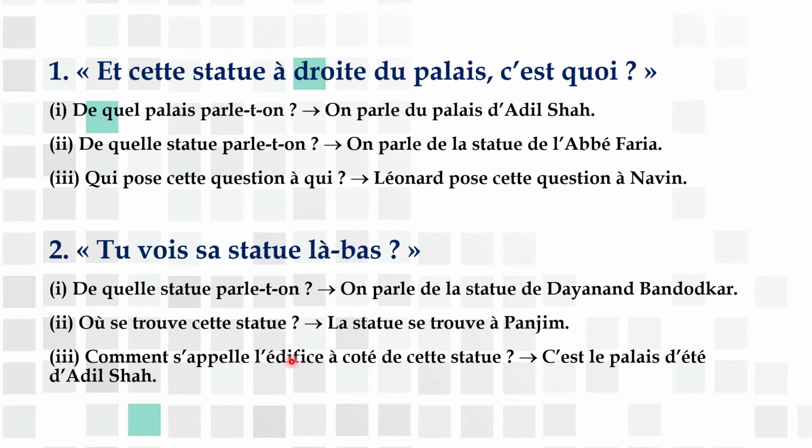Comment s'appelle l'édifice à côté de cette statue? Make sure you're understanding the question. Comment s'appelle meaning what is the name of? So what's the name of the building which is to the side of the statue? It is the Adil Shah Palace. So you can say c'est le palais d'Adil Shah. If you want, you can say c'est le palais d'été d'Adil Shah. It was the summer palace of Adil Shah.